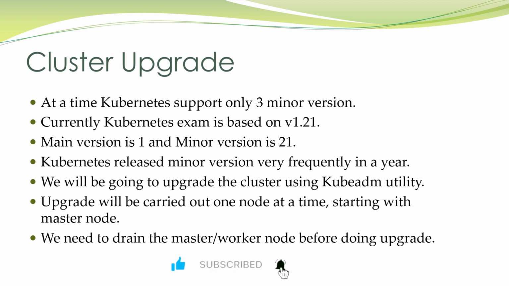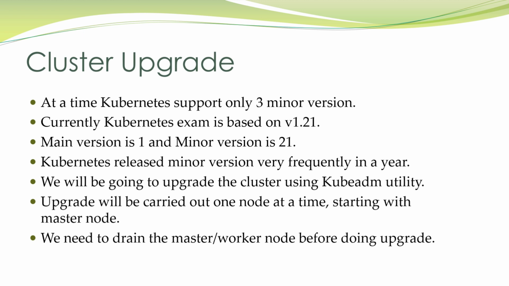We will upgrade the cluster using the kubeadm utility, because this is the simplest and has very simple commands. By using the kubeadm utility, you can do this activity in a very fast way. Upgrading is carried out one node at a time. Suppose you first target the master node. You need to drain that master node first and move all the components deployed on it to the worker node, so that you can upgrade it.